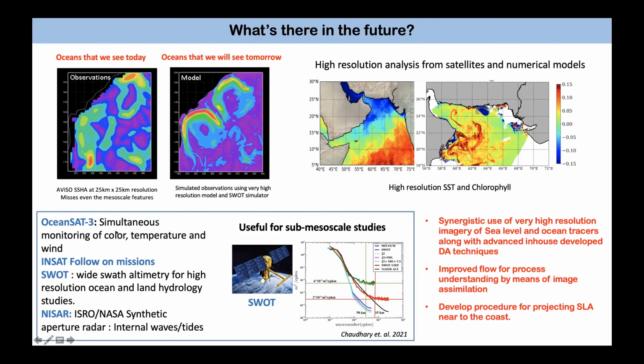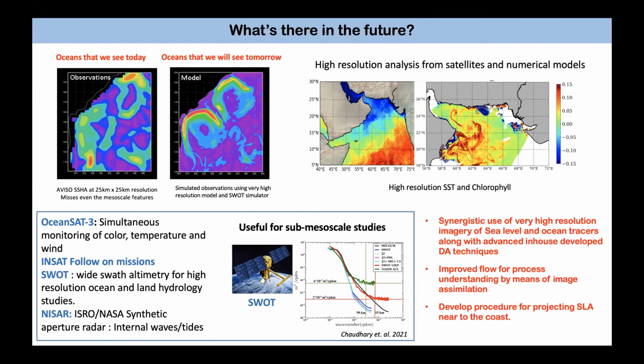SWOT, as I mentioned above, is a wide swath altimetric concept for high resolution ocean and land hydrology study. As you can see from the figure on the right, the SWOT sensor will be able to capture very high spatial scale sea level variability, up to very near to the coast. Currently, the observations that we get from altimeters have a gap from the coast of around 25 kilometers, but with the SWOT mission we will be able to go very near to the coast. With these observations, and in synergy with the high resolution model, we can aim to get very high resolution coastal sea level observations as well.